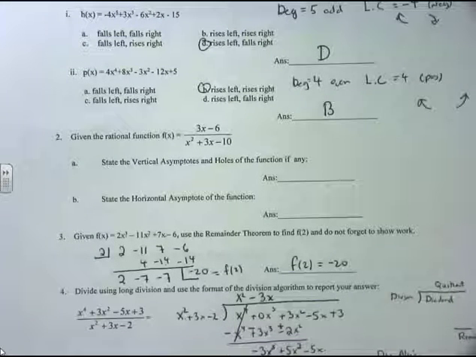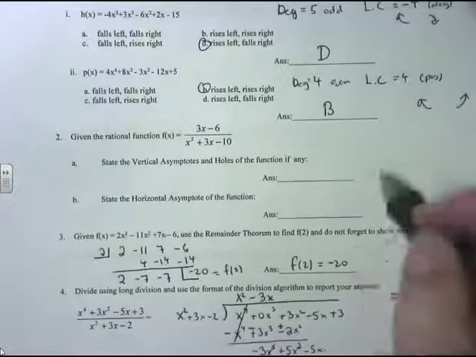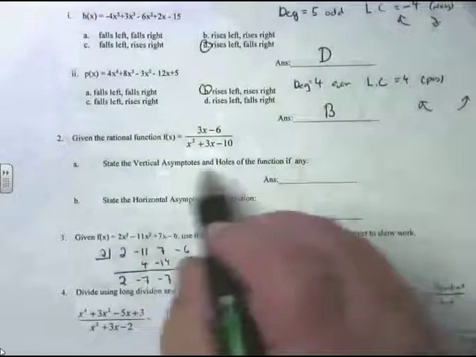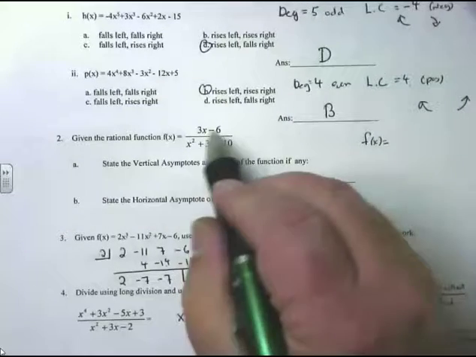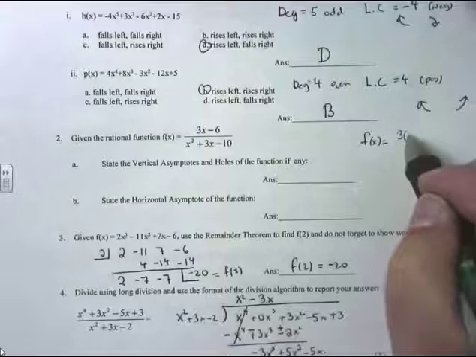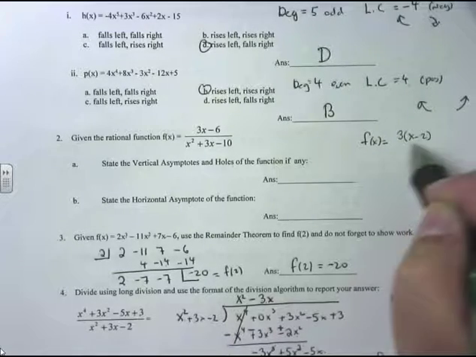Okay. Problem number 2 here. Given this rational function, state the vertical asymptotes and holes, if any, and then state the horizontal asymptote. So as we talked about before, when you want to go for vertical asymptotes or holes, the first thing you want to do to your polynomial is factor it. In the numerator, I can factor out a 3. That gives me 3 times x minus 2.